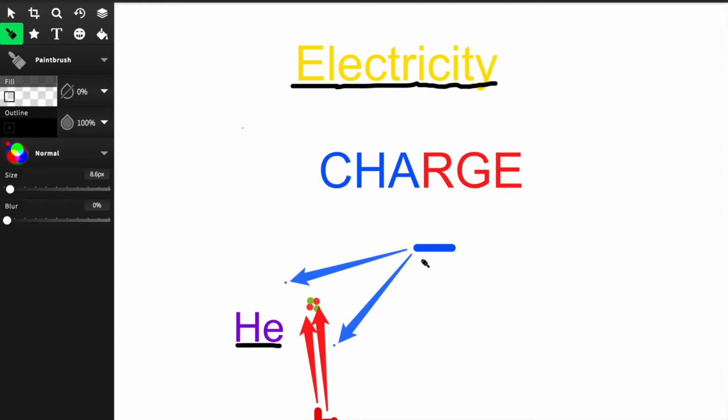Now, what does the property of charge mean? Cool. One of them is positive, one of them is negative. So what? Opposites attract and like repels. What do I mean by this?